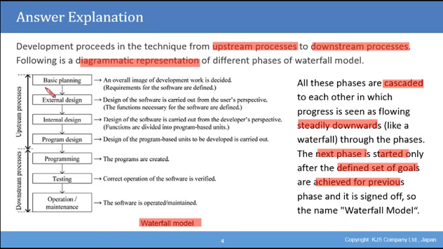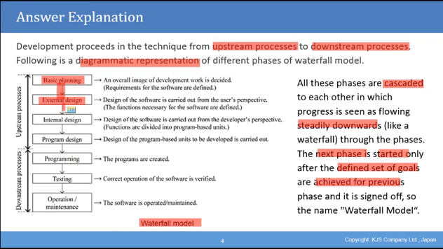So here, if we have a quick brief going through of the waterfall model, we start at basic planning, which is where an overall image of development work is decided. Once all the goals have been met on this stage, we'll pass down into the external design. This keeps flowing until we meet the end. Let's just quickly look at each station. The external design: design of the software is carried out from the user's perspective.